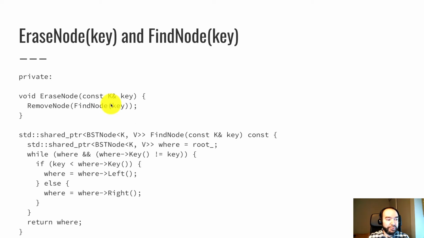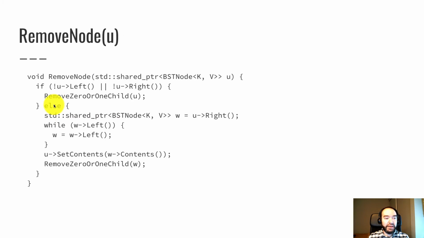So the next thing is remove node. The only member function we haven't defined yet is remove node, and we're going to look at that one next. Remove node is given a pointer u. u is a pointer to a node that definitely exists in the tree. It's not null, and we need to take u out of the tree.